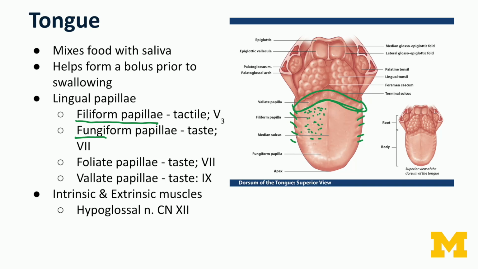The muscles within the tongue are the intrinsic tongue muscles. The muscles that connect the tongue to other aspects of the skull or the hyoid bone are extrinsic tongue muscles, and all but one of these muscles are innervated by the hypoglossal nerve, or cranial nerve 12. So the hypoglossal nerve is going to be the major nerve controlling the motion of the tongue. The only extrinsic muscle that is not controlled by the hypoglossal nerve is the palatoglossus muscle, which is controlled by the vagus nerve.